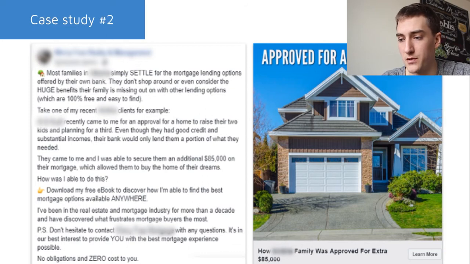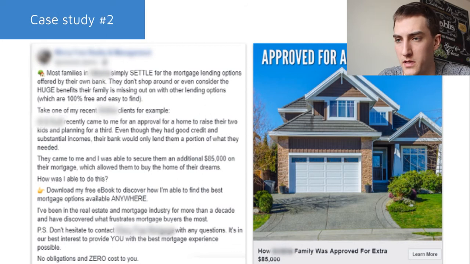So in this case, we're advertising an ebook again, which is a case study. So the case study is how this family in this city was approved for an extra $85,000 on their mortgage by using a mortgage broker instead of just their regular lender. So again, the ad copy kind of follows that same formula that I showed before, but because we're not using a video in this case, I elaborate a lot more. So that's why the written ad copy is a bit longer.